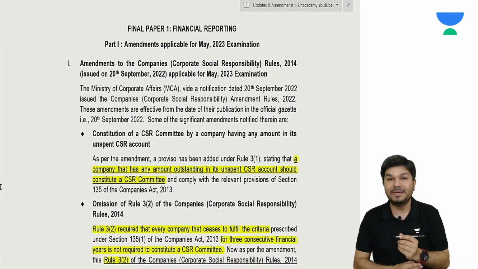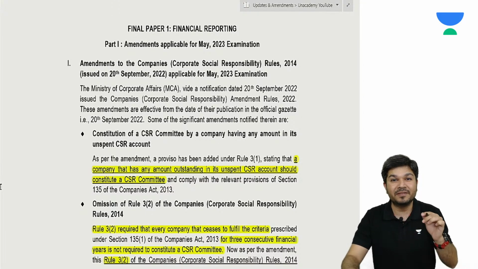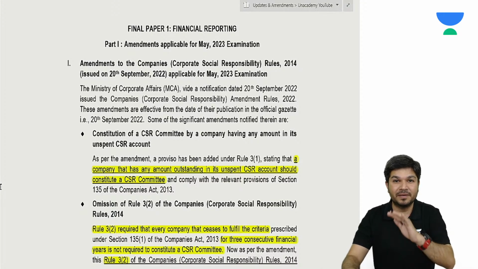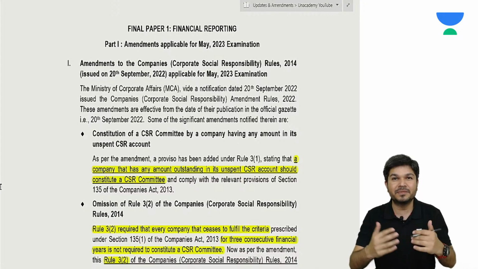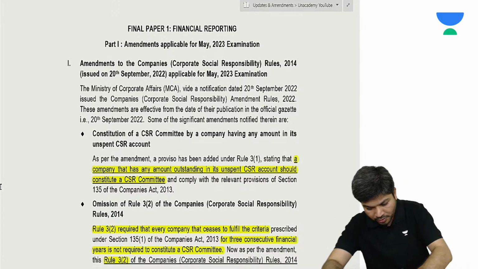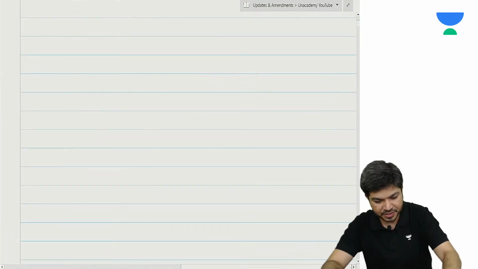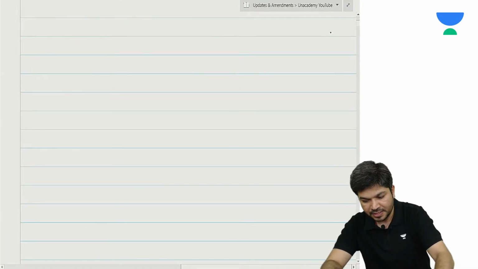Now, coming to the amendments. Sir, how much amendments are there basically in FR? Now, see, FR is a subject wherein amendments are very few. Frankly, amendments come very few in FR because this subject doesn't change much. It is not like your DT or IDT. So what we need to cover whenever you are appearing for your examination, what you should be doing.